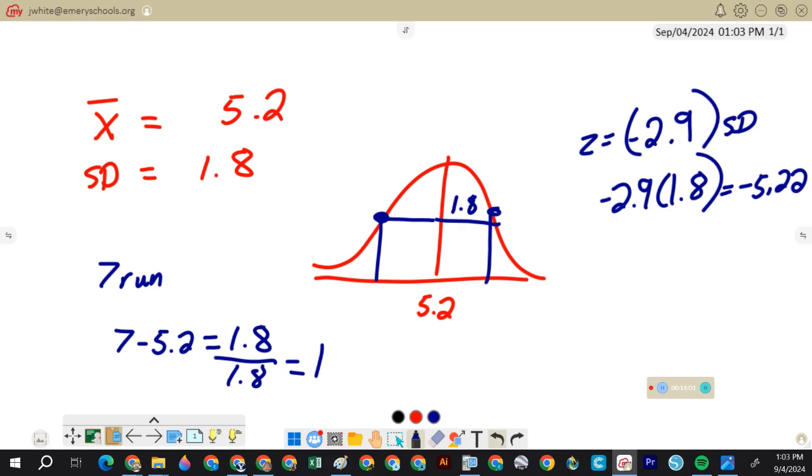Oh, I did it. I'm sorry. Fewer than average. Can you count points? Yes, you can count points. So I need to take -5.22 and add it to 5.2, and I get -0.02, which means I probably should round it to the nearest point, right? So 0. So in that game, your team scored 0 points.